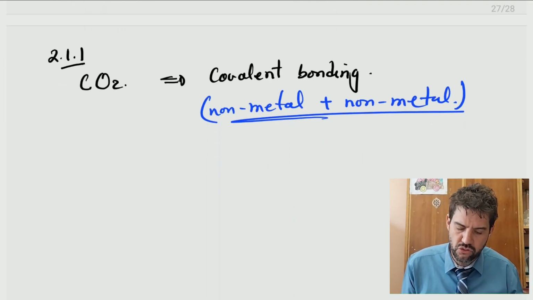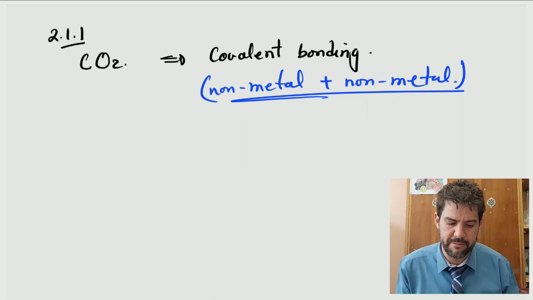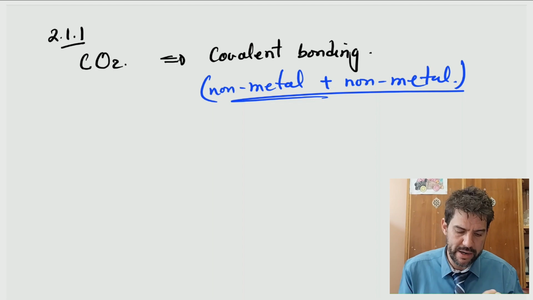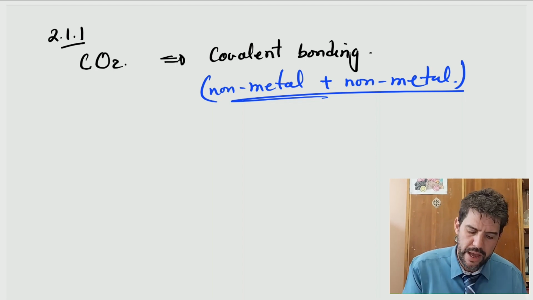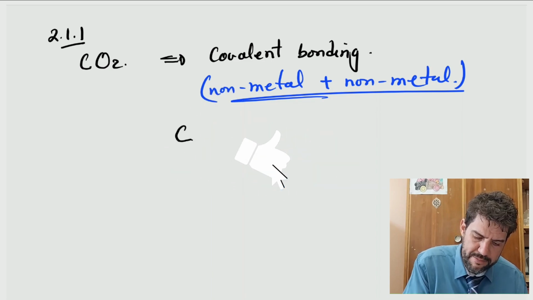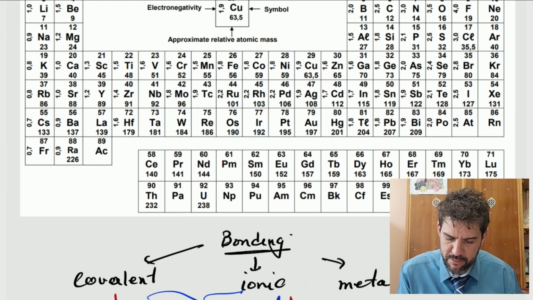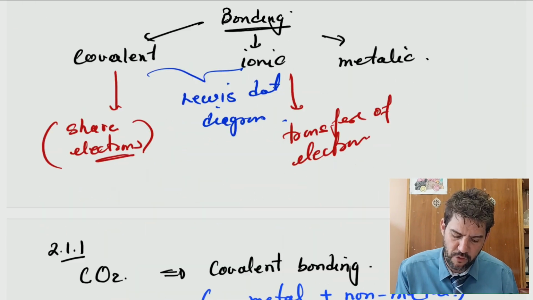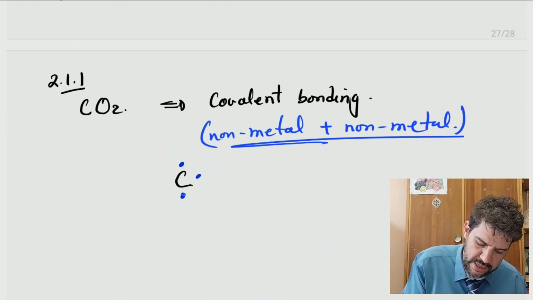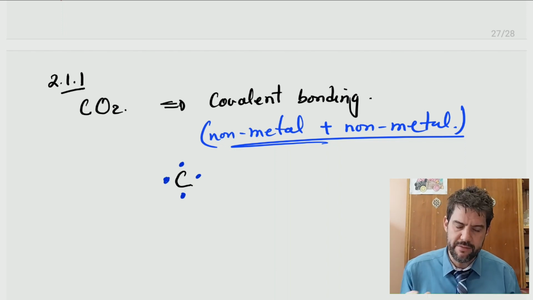So we're going to do, first of all, the Lewis dot diagram for each of the different atoms we have there. So we have one carbon and we have two oxygen. So carbon, if you remember and you move back to the periodic table, carbon is in group 4. It has 4 valence electrons, guys. It is 1, 2, 3, and 4. That is the Lewis dot diagram for carbon.